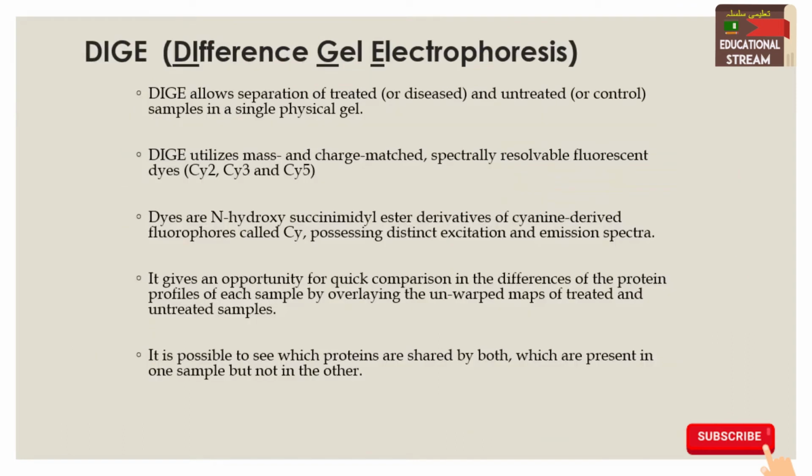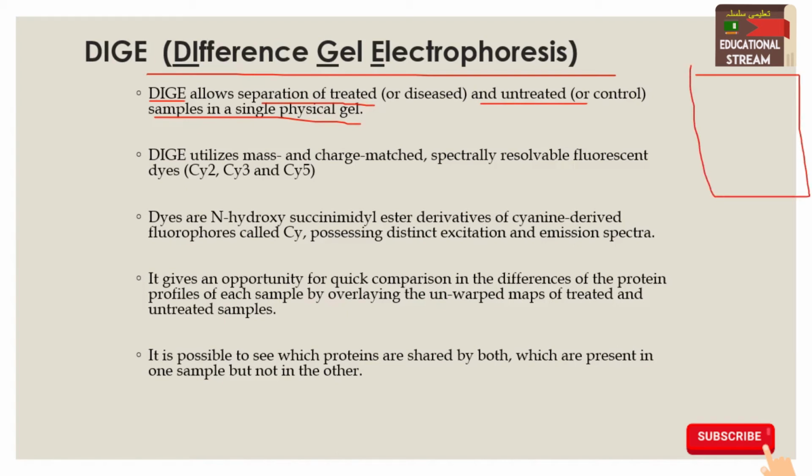So first of all is the principle of difference gel electrophoresis. Difference gel electrophoresis is used for the separation of treated and untreated samples in a single physical gel. That I told you before, that we are using two samples, one of which is the diseased or treated sample, and the other one is the untreated or control sample. We run them in a single gel.